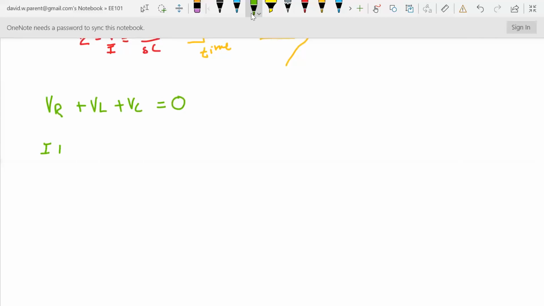So I times R plus I times SL plus I divided by S times C. That S, right, it's a complex number, equals 0. All right, let's collect the I's.